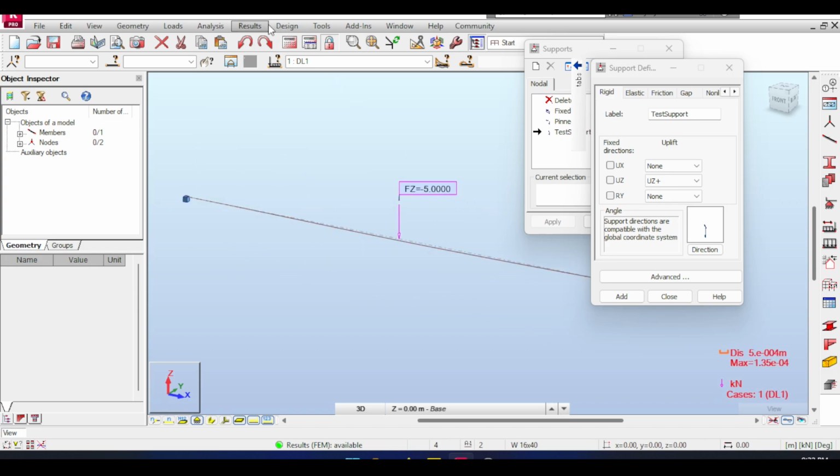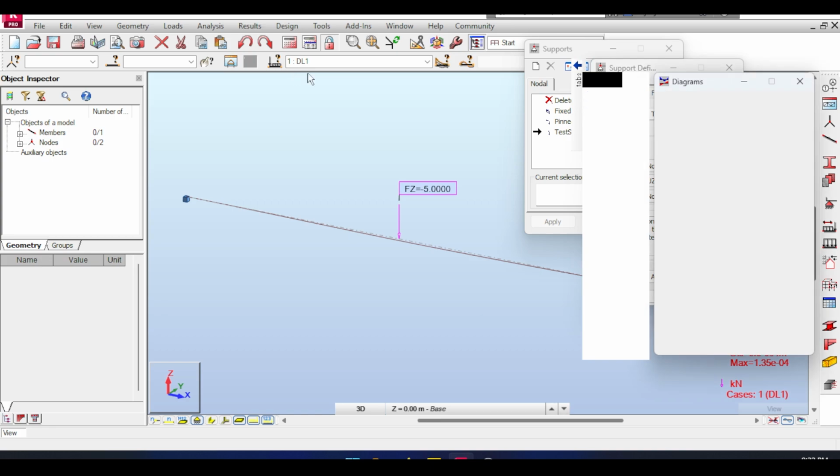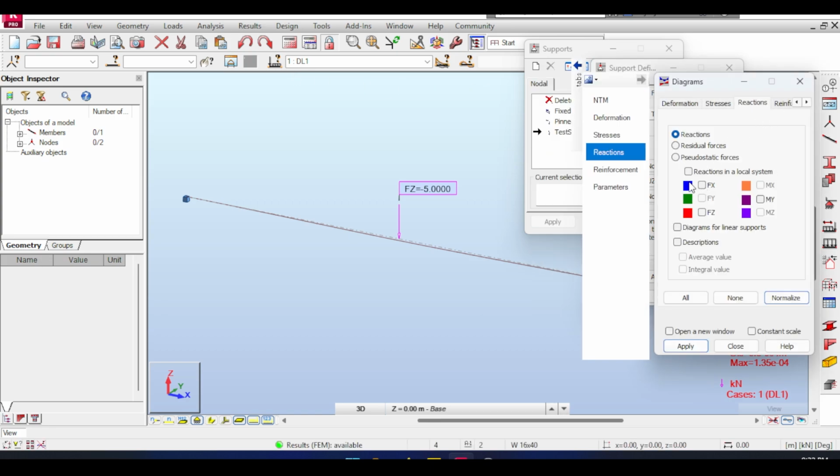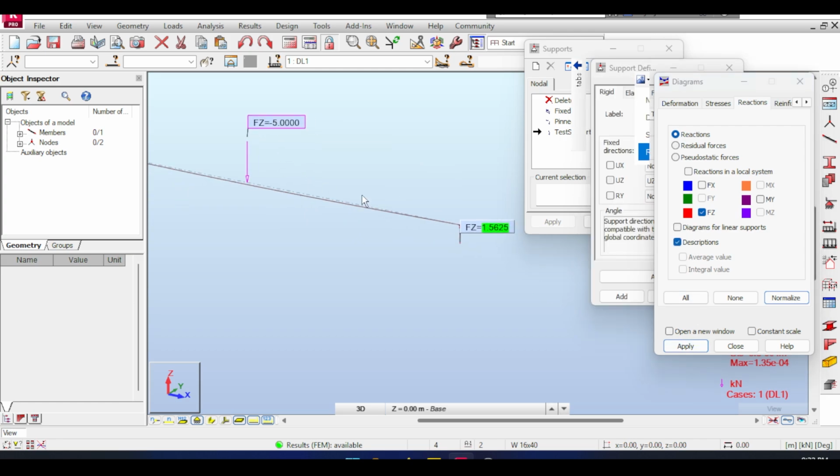Well, to see the reactions, you go to results, diagrams for members, reactions. I will activate everything and show everything. You know what? Let's activate FZ for now, because we are focusing on FZ. You can see the reaction is there, basically.